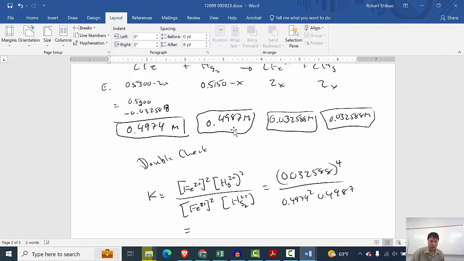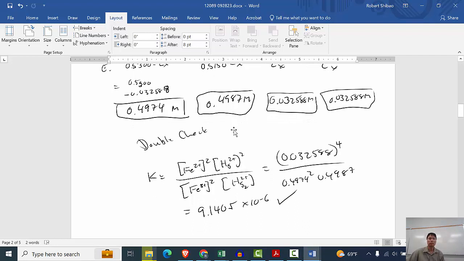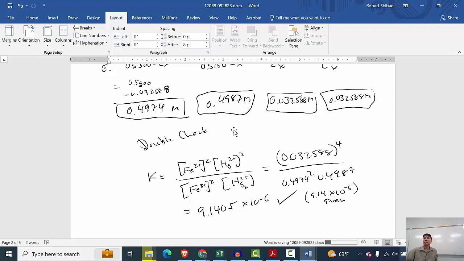And what do we get? I get 9.1405 times 10 to the minus 6. And so it agrees. And so we're okay. The actual value is 9.14 times 10 to the minus 6, the given value. All right, any questions on this?